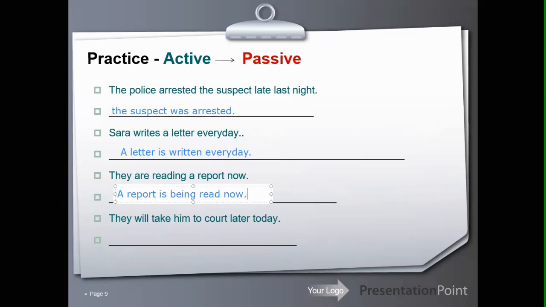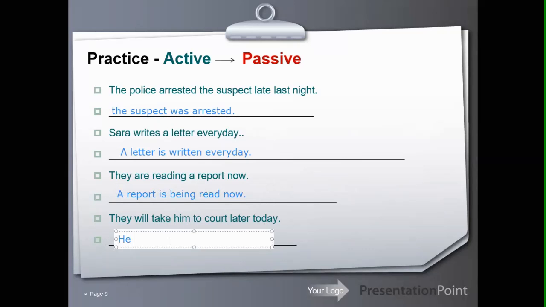Now, okay. They will take him to court later today. So this time, what is the object? It's a person. Him here is the object. So we're gonna start the sentence with he. So this is the future form. So we're gonna use future form of passive. He will be taken to court later today.